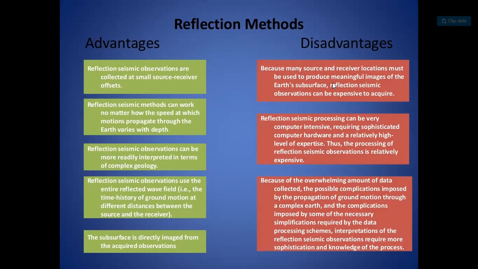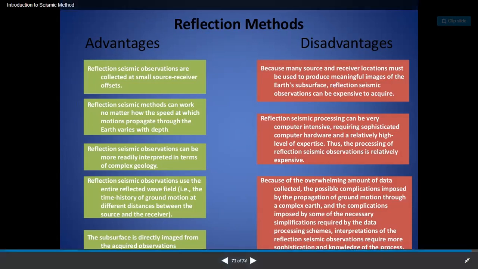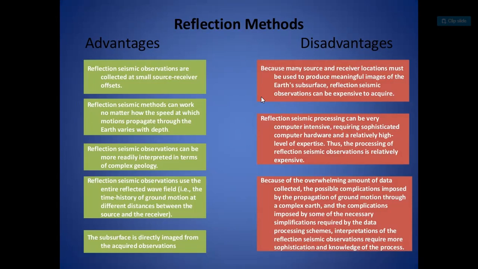Disadvantages: many source and receiver locations must be used to produce meaningful images of the Earth's subsurface. Reflection seismic observations can be expensive to acquire. Reflection seismic processing can be very computer intensive, requiring sophisticated computer hardware and a relatively high level of expertise. Thus, the processing of reflection seismic observations is relatively expensive.